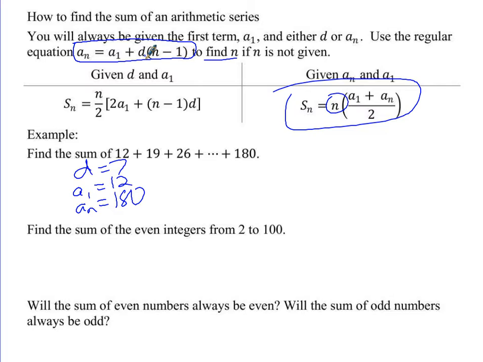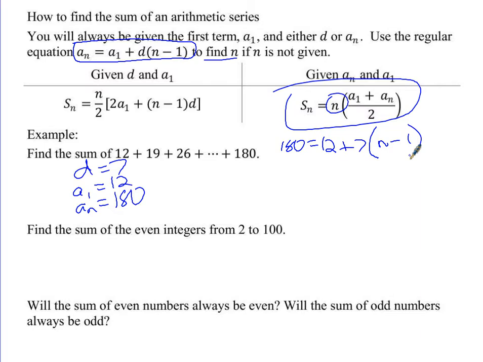We know a sub n, what is it? 180 equals, we know a sub 1, what is it? 12 plus, we know d, what is it? 7 times, do we know n? No. That's what we need. We need to know the number of terms that are in this series so that we can use that formula.